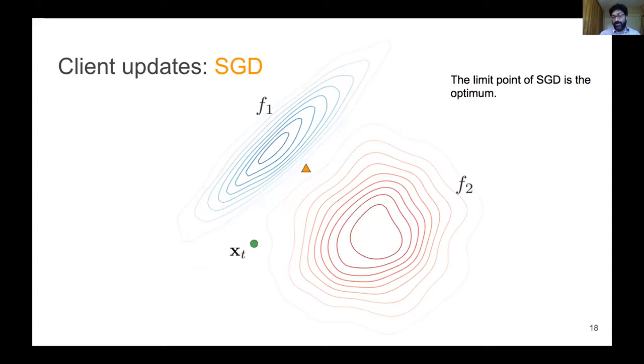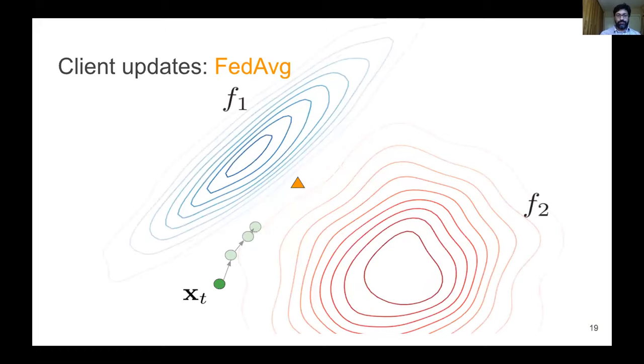So if you run SGD, then of course SGD works because when we just take one gradient from each client and average them, we're actually taking an unbiased gradient for the average loss function. And then standard theory tells you that the limit point of the SGD process is going to be the optimum point, okay? Good. Let's see what happens when you start looking at Fed averaging.